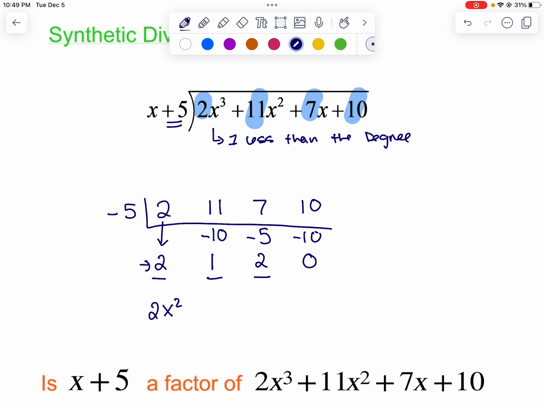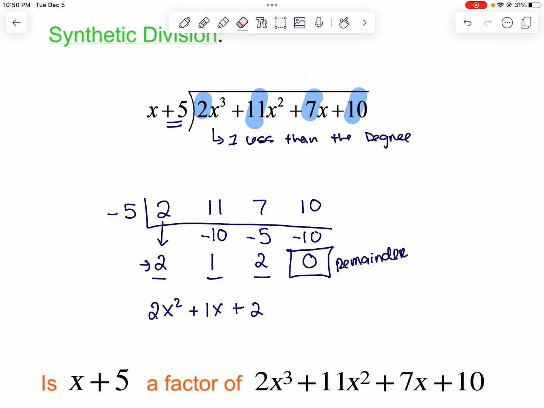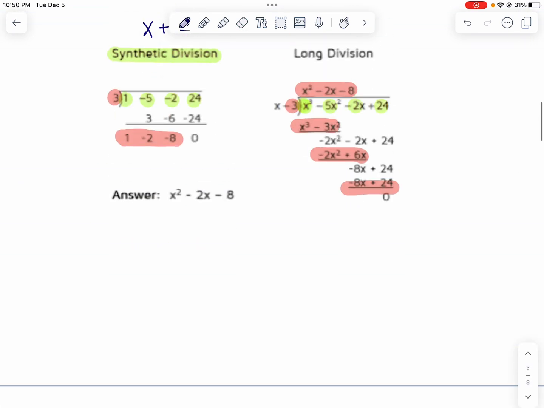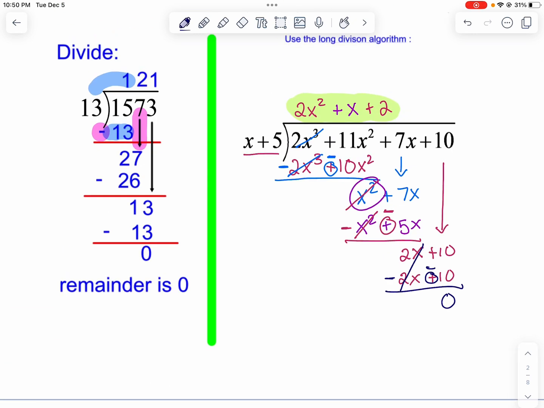This 1 is going to follow in order of the term. So after your squared term, you have your linear term, which would be 1x. After your linear term, you have your constant, which is 2. Whatever is in this last place will always be our remainder. In this question, we have no remainder, so it's not going to be part of our quotient, but keep it in mind for the future. So we get 2x squared plus 1x plus 2, aka 2x squared plus x plus 2, as our final answer here, which is exactly the same answer that we got using the long division algorithm.